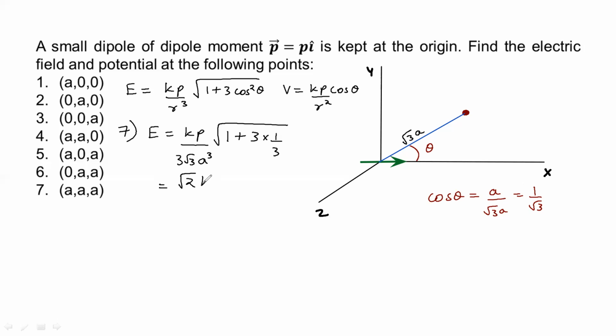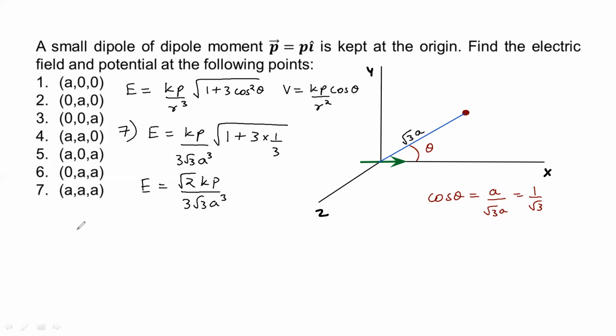You'll get root 2 kp by 3 root 3 a cube. That's the answer. That's your field. You should understand that I've just found the magnitude of the field. I don't care about the direction. If you think hard, you can also find the direction. This is just as a practice for you to find the electric field at whatever point is being asked. Okay. So that is the electric field.